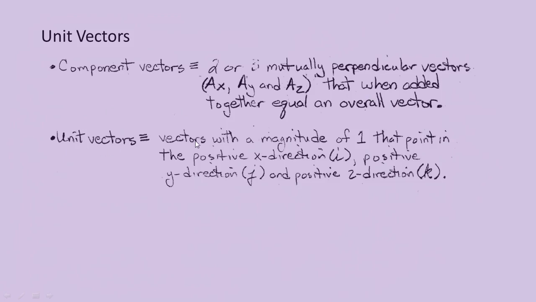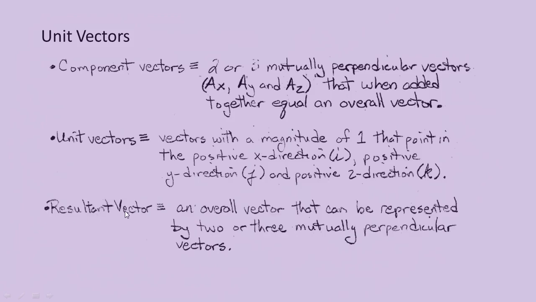Unit vectors, these are vectors with a magnitude of 1 that point in the positive x direction. We designate that as the i unit vector. Positive y direction, we designate that as the j unit vector, and the positive z direction, that would be the direction coming out of the screen, and we designate that as the k unit vector. And we have the resultant vector, and that's the overall vector, sometimes referred to as the total vector, that can be represented by two or three mutually perpendicular vectors.